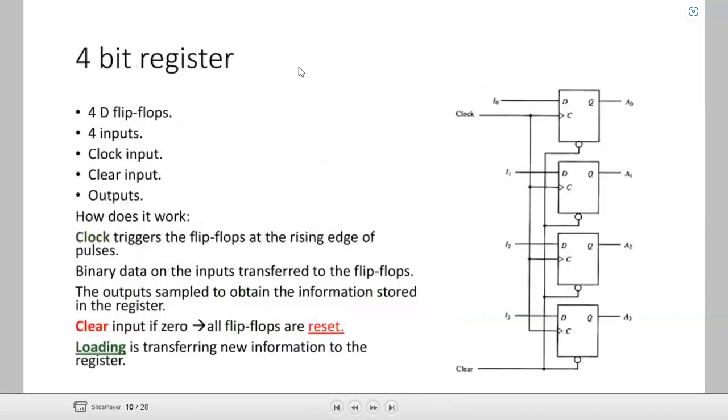All right. 4-bit register. So 4 D flip-flops, 4 inputs. It's right here, the 4 inputs 0, 1, 2, 3. Clock input. You must have a clock right here. You see this little triangle right here? This is a clock, and all of them are synchronized. All of them are getting the same clock pulse. I have a clear input, and this is the clear right here, so all of them can clear.